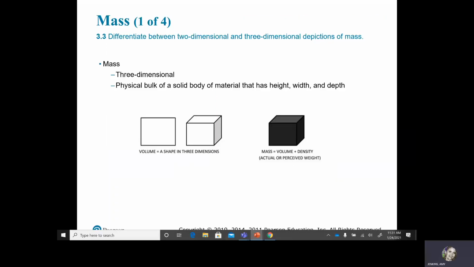Mass is three-dimensional. There's a physical bulk of a solid body of material that has height, width, and depth. So volume equals a shape in 3 dimensions. Mass equals volume plus density.